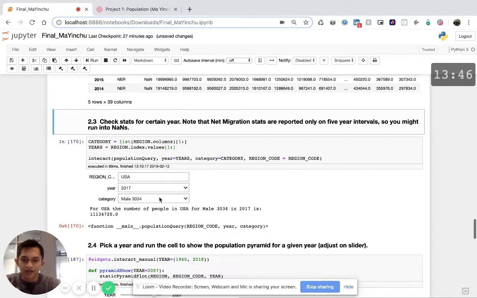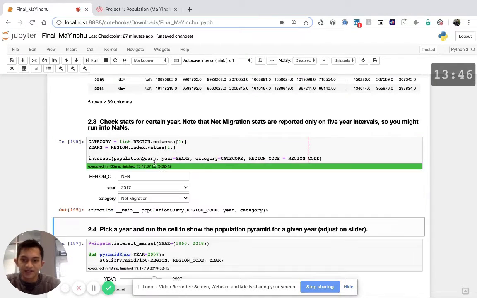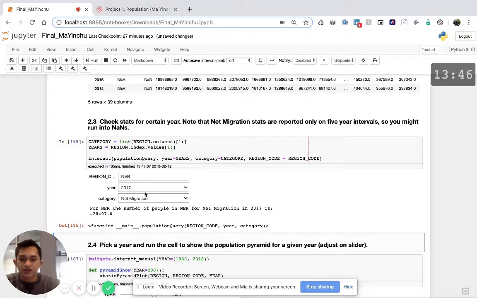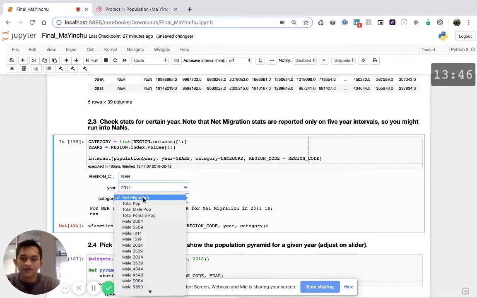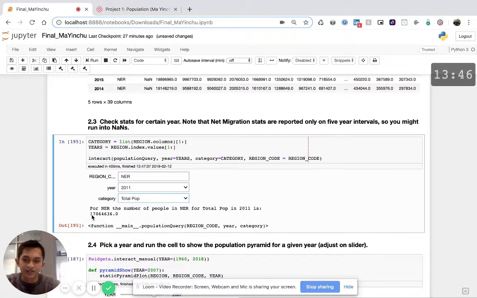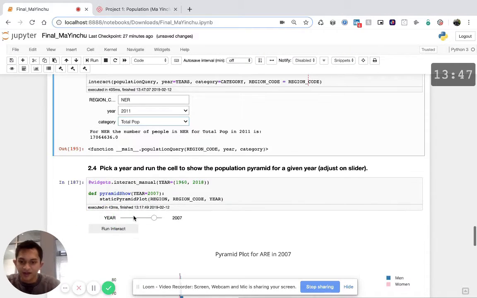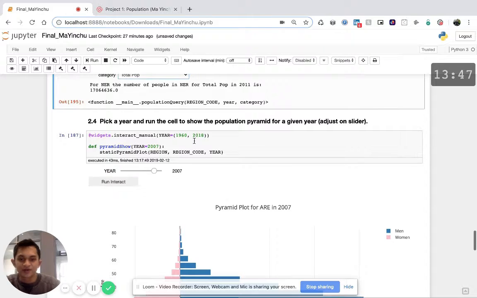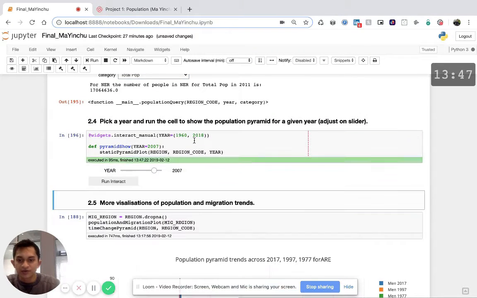It saves the code. As I said, this is the kind of easy access database that we have. Let's say we want to find out how many people lived in Niger in 2011. That would be total pop, and it turns out it's about 17 million, I think. I'm pretty bad at counting without commas. Anyway, here's the meat of it. So we run the pyramid.